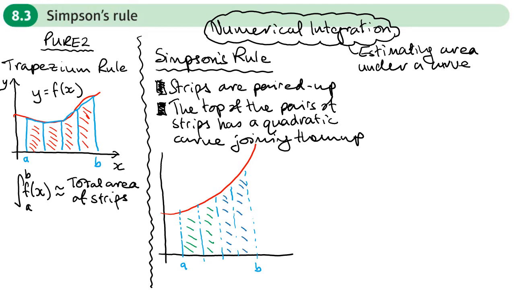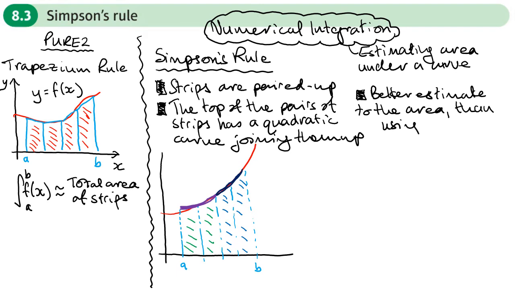Then rather than join the tops with straight lines, we work out a quadratic curve that passes through those 3 points. So something like that, a quadratic curve passing through those points, and then the same here, a quadratic curve passing through those 3 points. You can see that it's a better estimate. So this will give a better estimate of the area than using the trapezium rule.